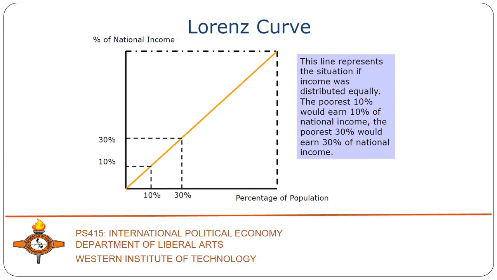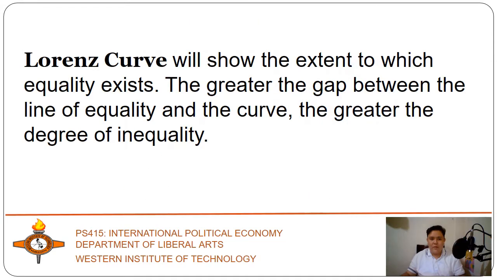In this Lorenz curve chart, there's an orange line in the center. This line represents the situation if income was distributed equally. The poorest 10% would earn 10% of national income, and the poorest 30% would also earn 30% of national income. The Lorenz curve will show the extent to which equality exists. The greater the gap between the line of equality and the curve, the greater the degree of inequality.